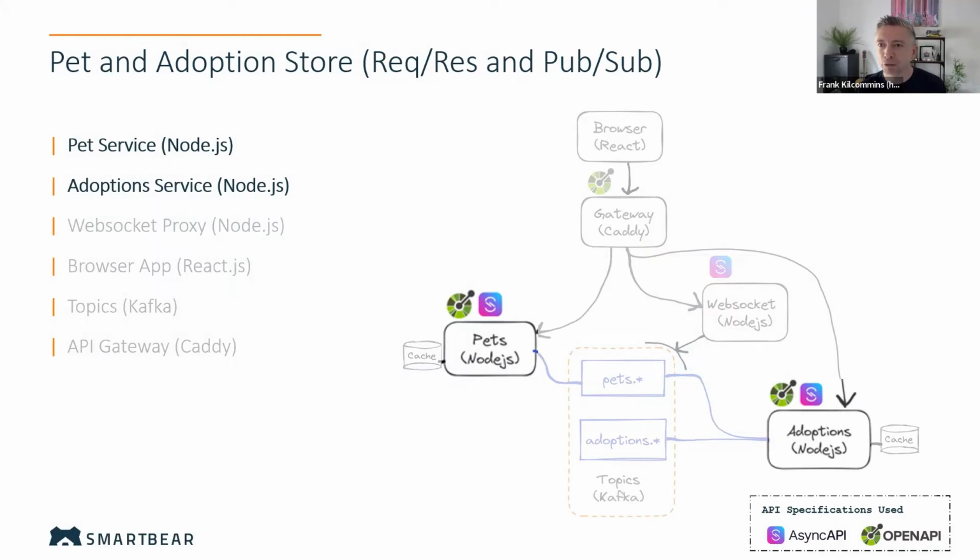And this is part of an overarching pet and adoption store, which is a combination of request response type endpoints, but also publish and subscribe mechanisms. And we'll be using OpenAPI to describe the RESTful endpoints and Async API to describe the more event-driven architecture, which will be exposed through Kafka. So what I'm going to do is just jump over to my browser.